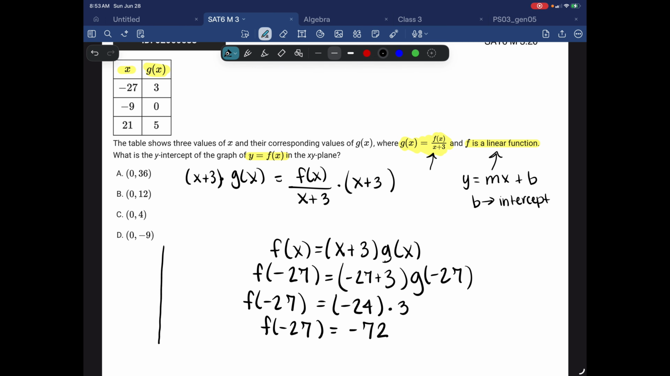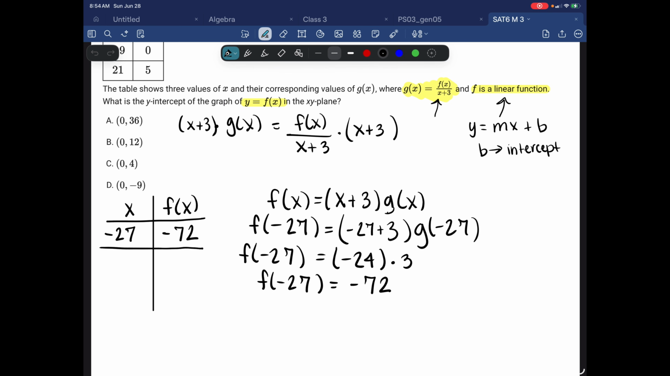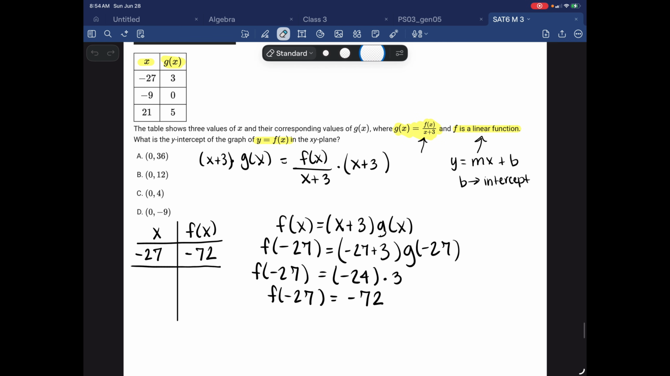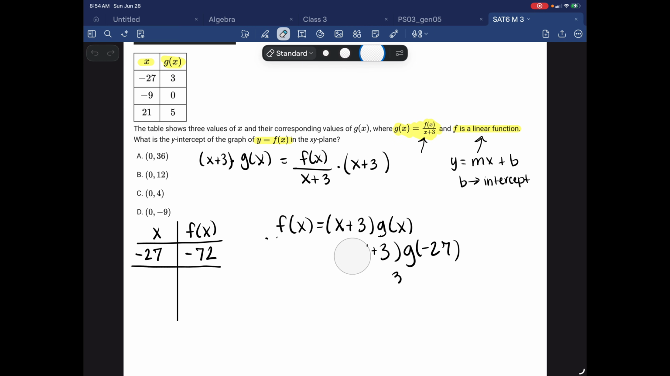I'm going to make a quick table over here on the left for f of x. When we put in negative 27 for x, f of negative 27 is negative 72. And if you recall, we only need 2 points to come up with the equation of a line. So I'm going to choose another point, negative 9, to plug in.